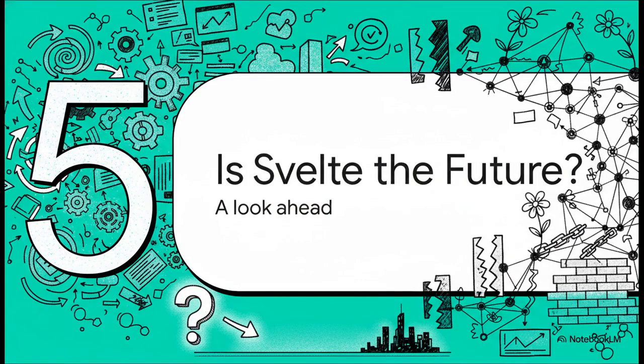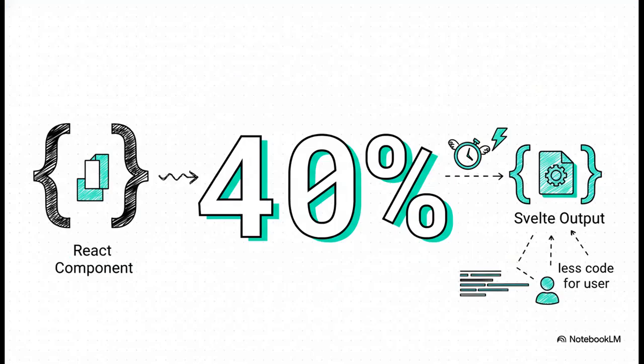So you've got this radical new approach, a growing ecosystem, but some pretty significant hurdles to overcome. Where does that leave Svelte? Is it really a glimpse into the future of web development? Let's end with one very powerful number, 40%. On average, a Svelte component has about 40% less code than the exact same component built in React. Now think about what that really means. It means it's faster for developers to write, it's easier to read and debug, but most importantly, it means a much, much smaller download for the browser, which translates to a faster, smoother experience for your users.